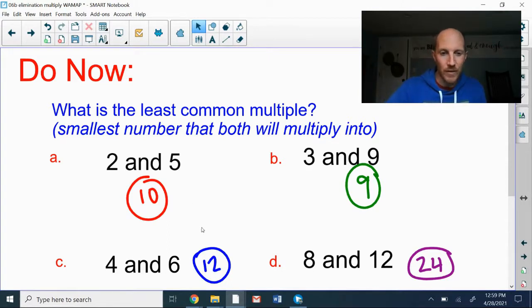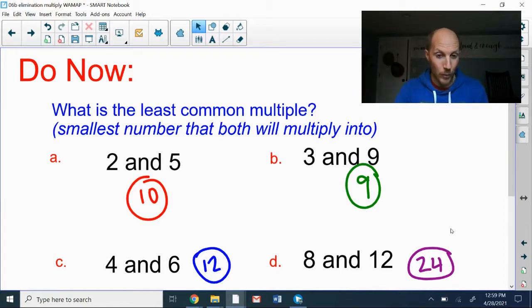For part C, 4 and 6 both go into 12. And a lot of people want to say 24 on that one, which is a common multiple, but not the least one. And for D, 8 and 12, those will both go into 24.